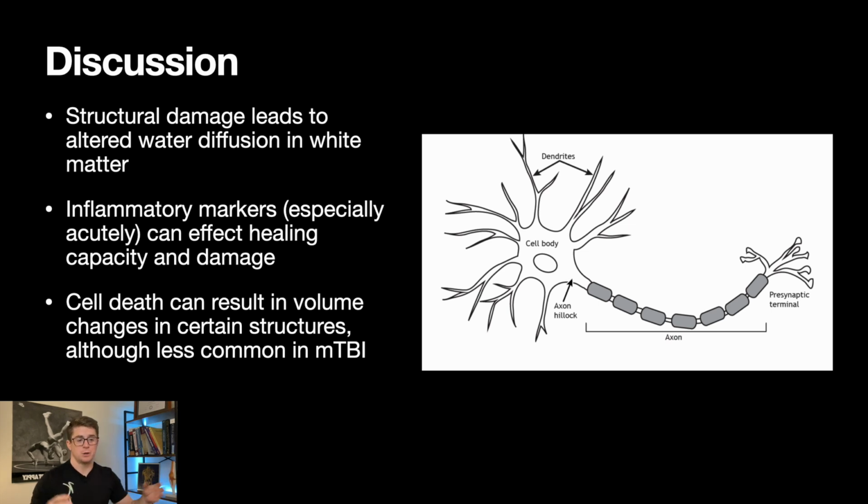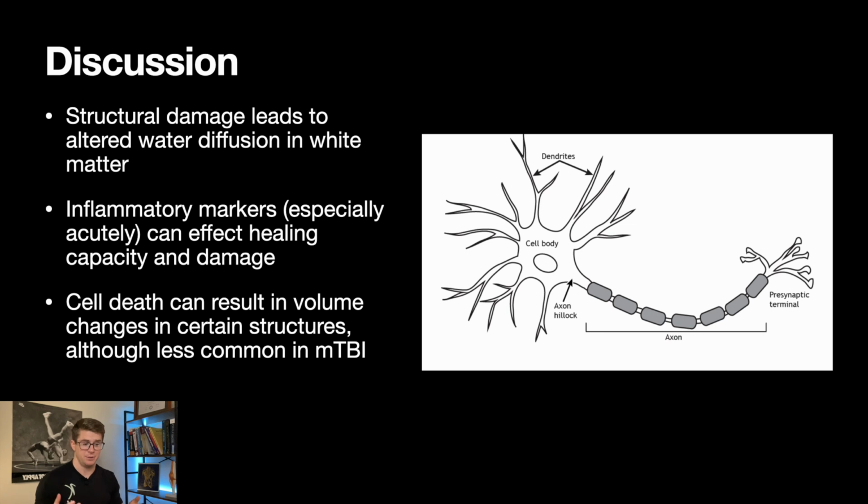So the first part, we talked about some of the structural damage, those ongoing axonal and cytoskeletal issues that talk about the altered water diffusion in the white matter, or the axons. You can see the picture here. It then goes on to talk about neuroinflammation, okay, especially acutely in those mild traumatic brain injuries that can affect the healing capacity, and talks about some of the cellular damage that's incurred in that neuroinflammation process that could prolong some of the healing if left untreated, or if you don't get treatment right away.